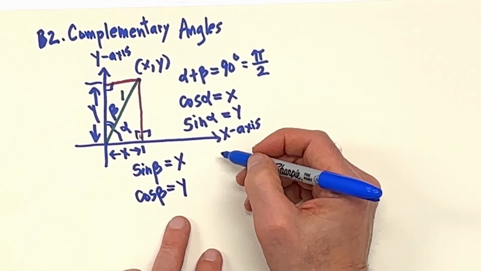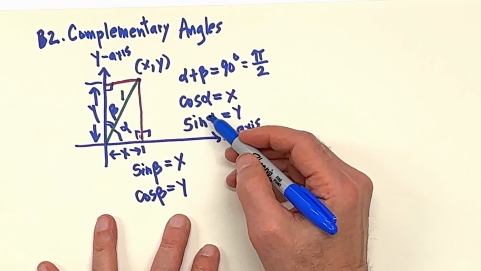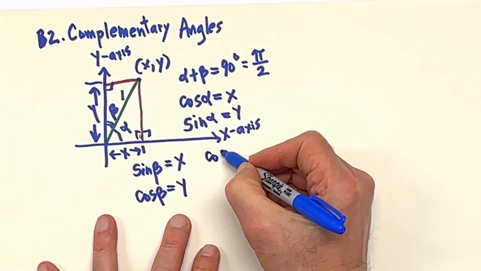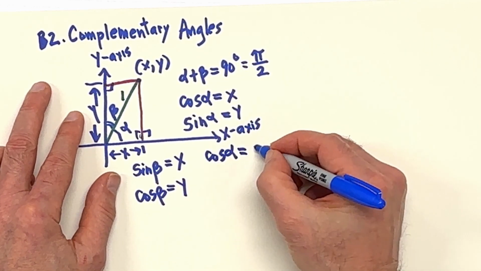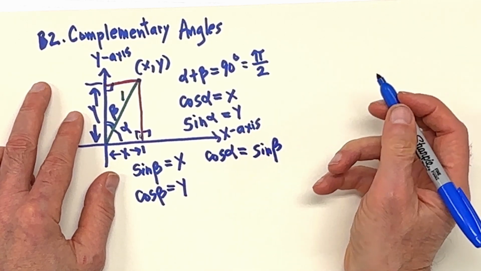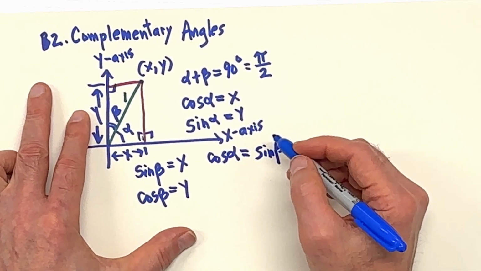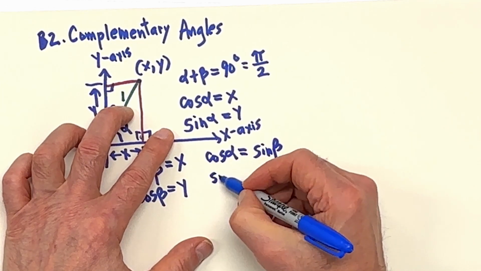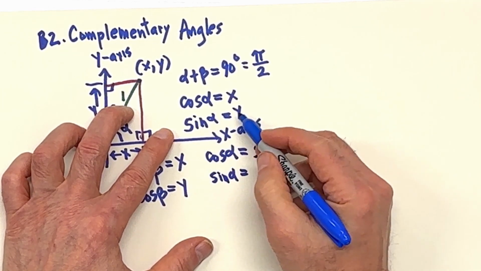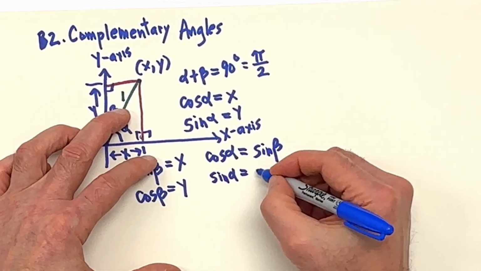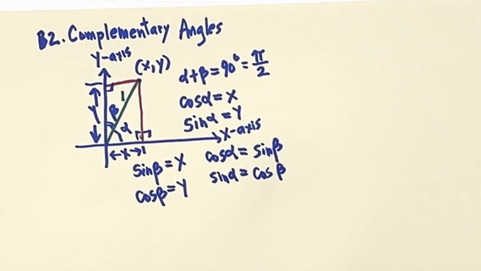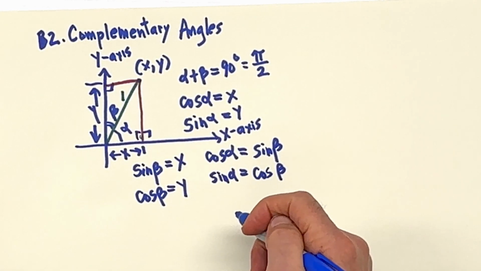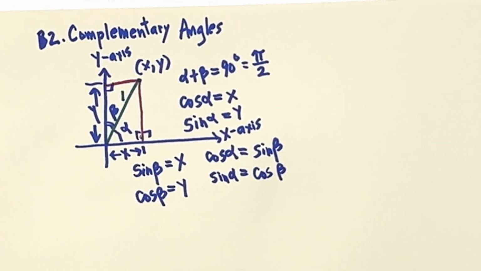So now you can see a nice relationship: when the angles add up to 90 degrees, the cosine of alpha, which is x, is equal to the sine of beta. And that's a neat rule. And then if you want the sine of alpha, which is y, that's equal to the cosine of beta. So the sines and cosines are like swaps. Cosine of alpha, sine of beta, sine of alpha, cosine of beta. And that's the relationship with the complementary angles.